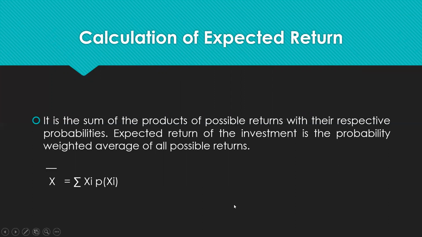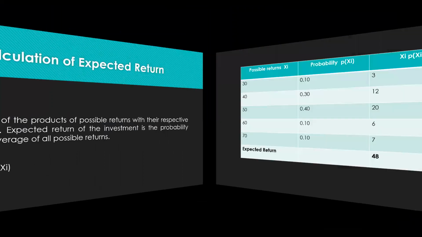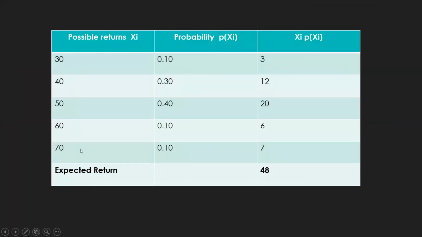So the formula given is X bar. I have denoted expected return as X bar. X bar is equal to sigma Xi into P of Xi. Xi is the possible returns. P of Xi is the probability of the returns. When we multiply both of these and take the sigma, that is the total, you will get the expected return, which is 48.